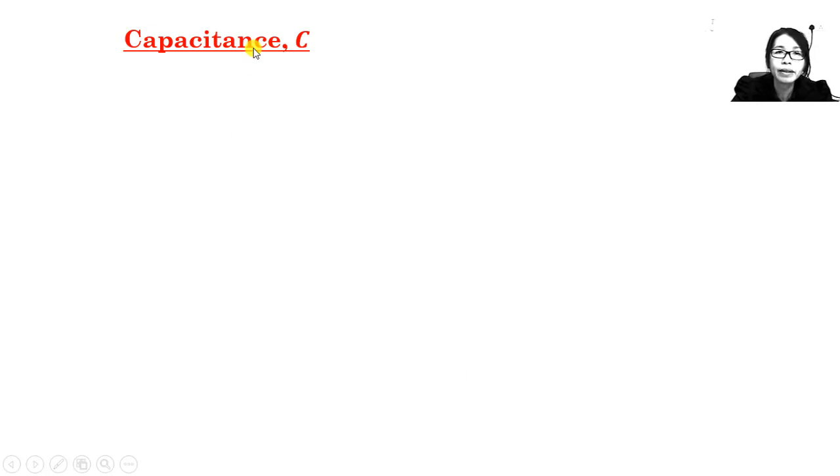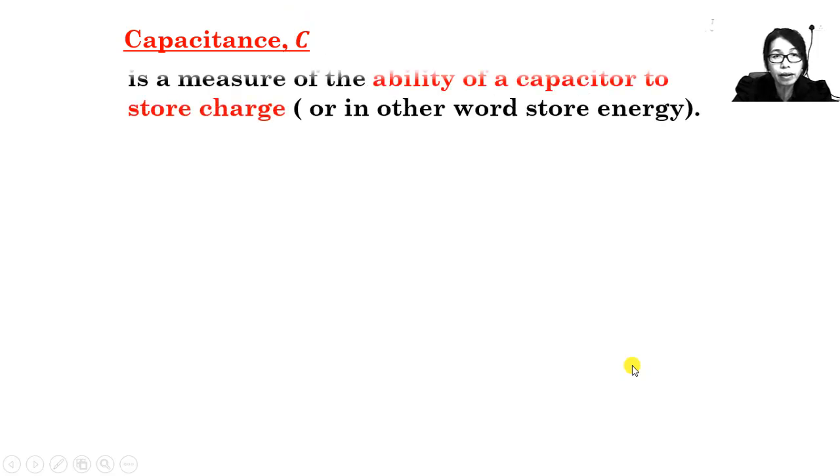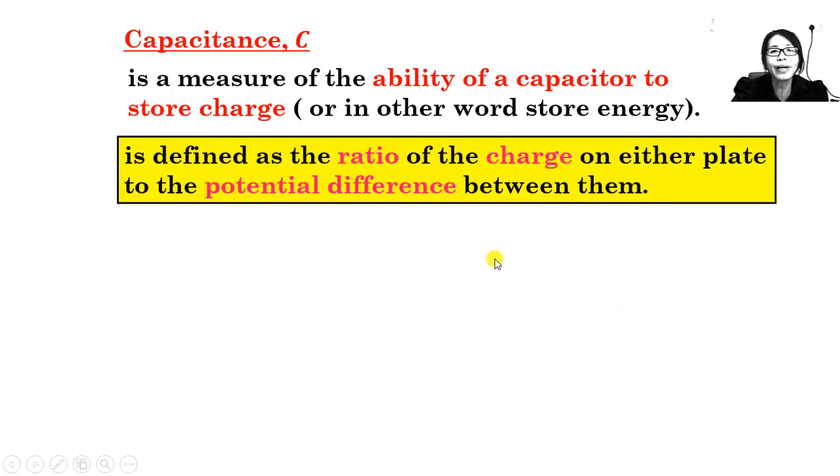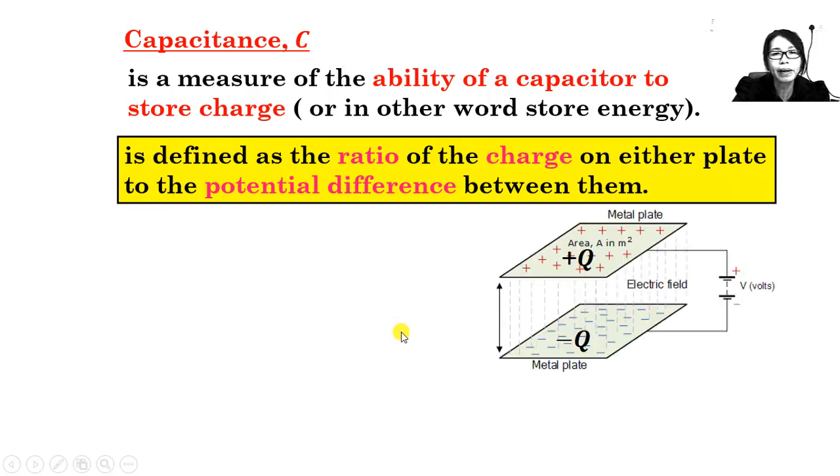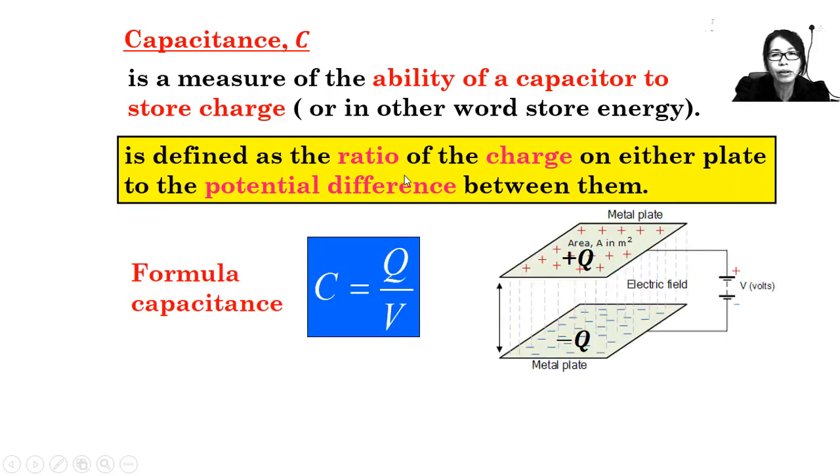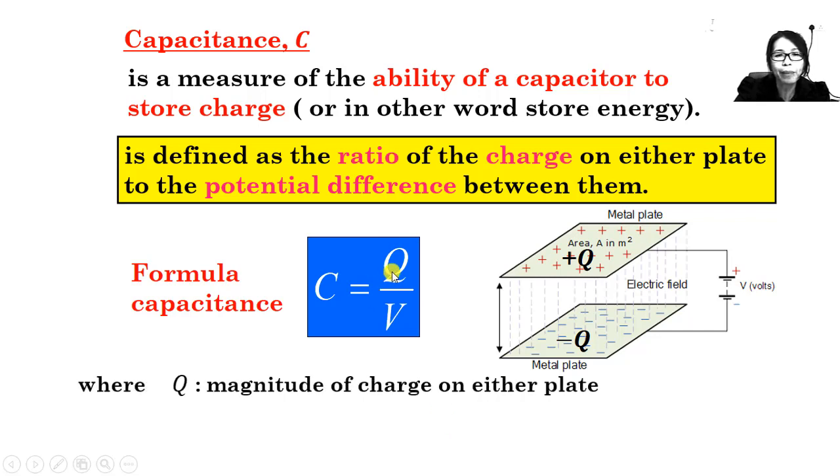Then class, capacitance we denote by capital C. What is capacitance? Capacitance is the measure of the ability of a capacitor to store charge, or in other words, store energy. So how do we define capacitance? Capacitance is defined as the ratio of the charge on either plate of the capacitor to the potential difference between them. So Q represents the magnitude of the charge on either plate of the capacitor.